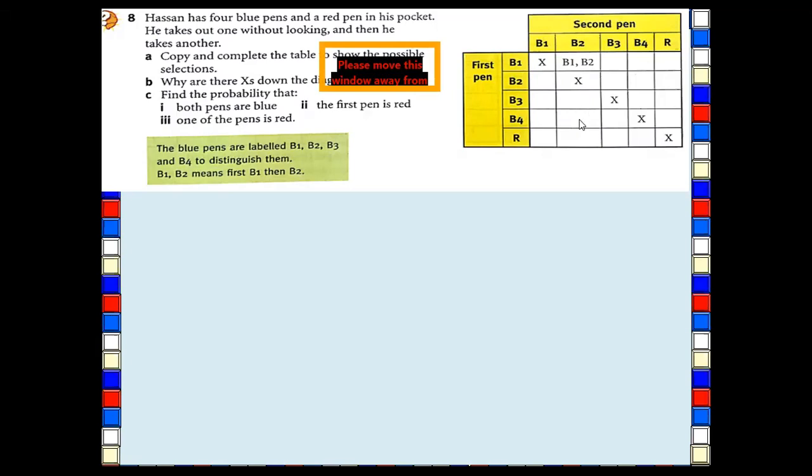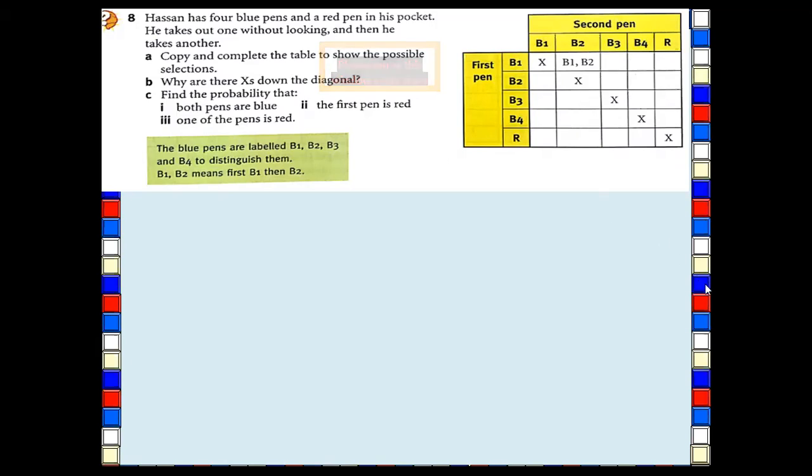B3 B2. Yes. B4 B2, then R B2. Yes, and the last, third column. B1 B3, B2 B3, then we can't pick B3 twice. B4 B3 and R B3. Yes, excellent. B1 B4, B2 B4, B3 B4. Then this one you can't do. R B4. Yes. And same thing for the last column. You put B1 with red, B2 with red, except the last one. We can't have red with red because if you choose the red the first time, you can't choose it again the second time.